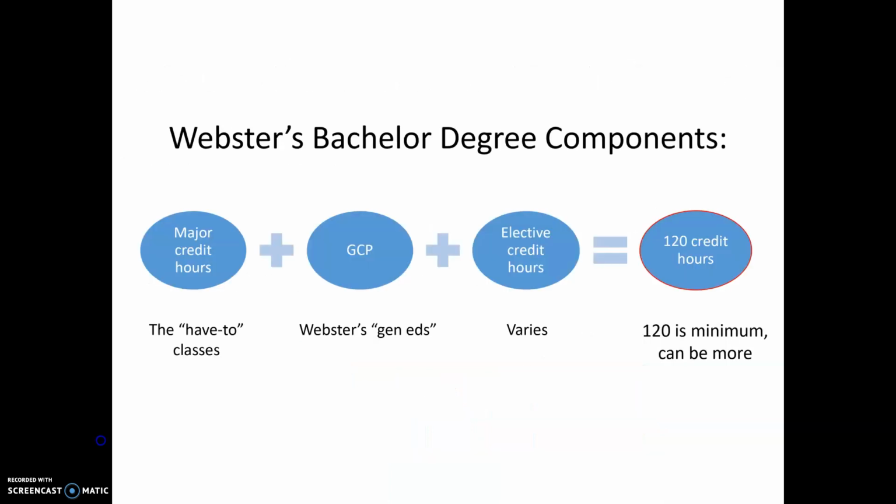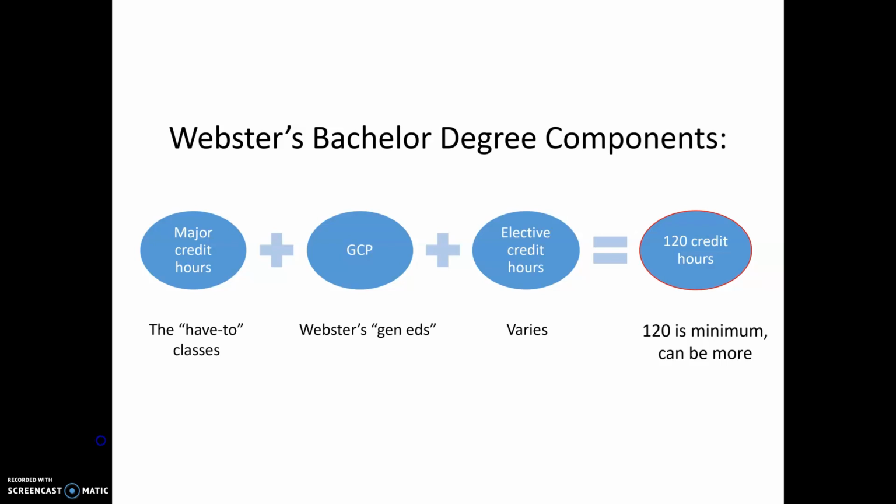The first important thing to take note of are the three components that make up a bachelor's degree at Webster: major classes, GCP classes, and elective courses. The minimum credit hours that a student will need to earn to attain a bachelor's degree is 120 credits, and those credit hours will span these three groupings. All students will choose a major, and major credit requirements can vary from anywhere from 30-something hours to 80 or even 90 plus. Your Global Citizenship Program, or GCP, these are the general education courses that Webster requires.